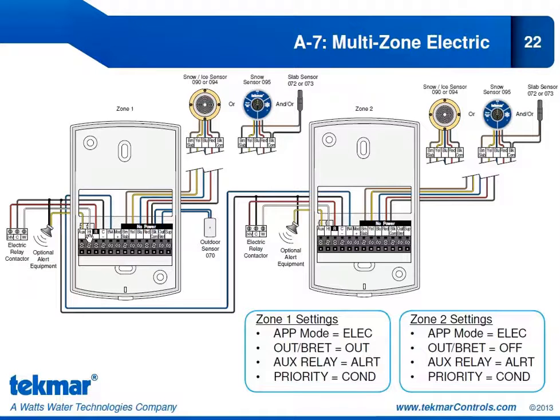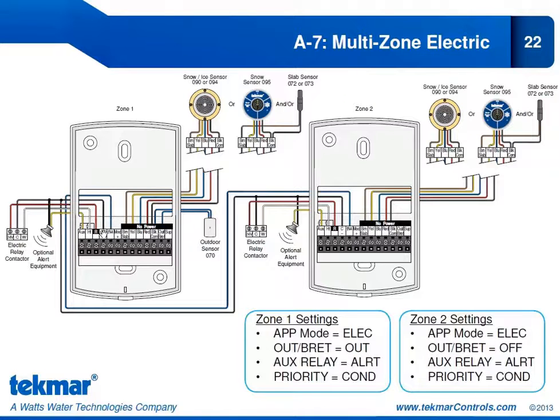Since this is not a hydronic system, we can use our auxiliary relay to operate some third-party alert equipment. So here we have our auxiliary relay, which is of course tied to the R, and we have a connection from there to the alert equipment and then back to the C to complete the circuit. You can see we have the outdoor sensor connected to Zone 1 only. There is nothing connected to Zone 2 on the other side, and that's because that outdoor temperature information will be communicated over TechMarNet. Speaking of TechMarNet, that is how the two zones will communicate.